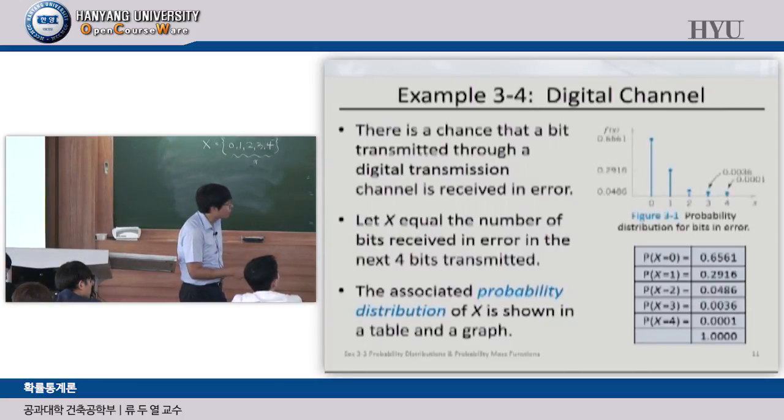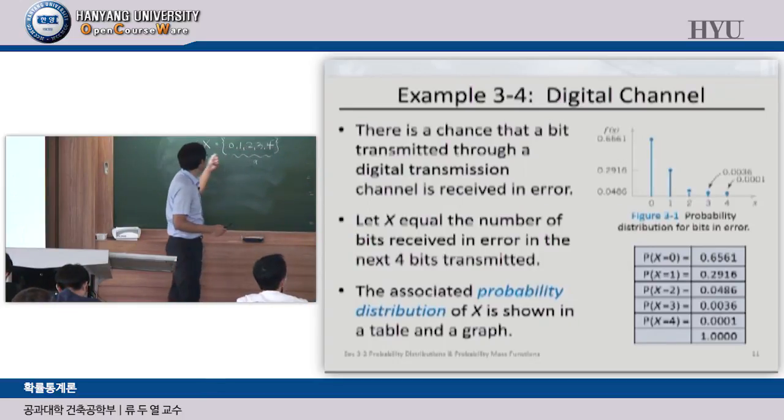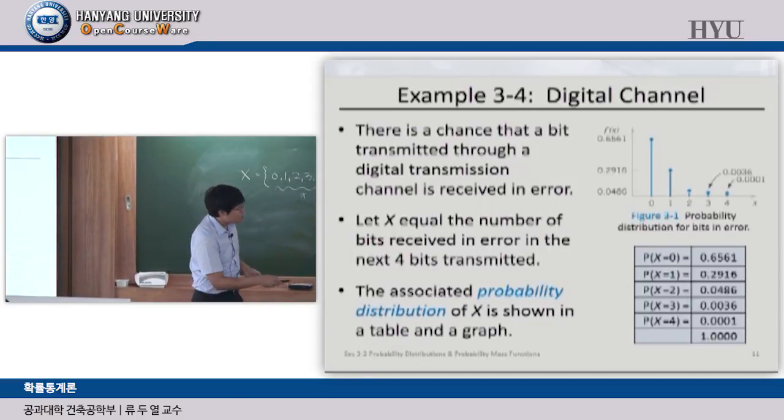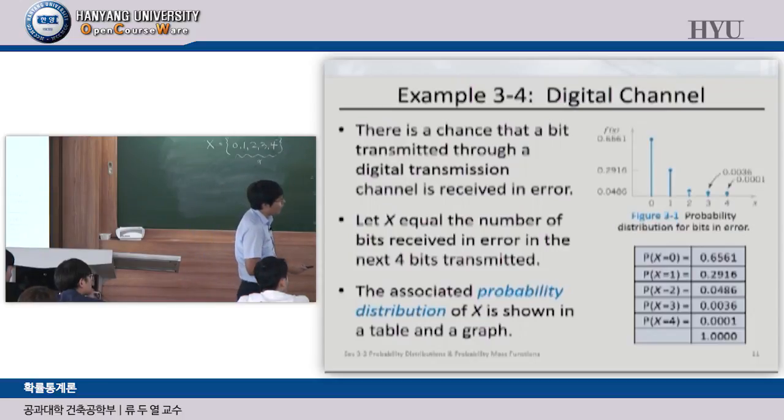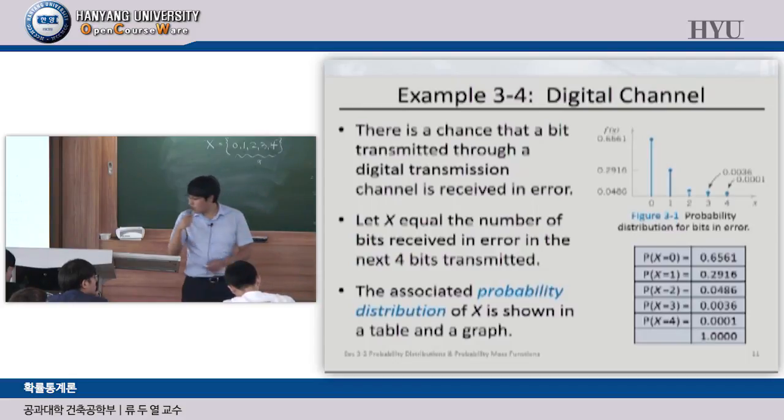And also, this can be expressed by using the graph. The x-axis, expressed as small x, is the real number of the random variable, right? So that can be 0, 1, 2, 3, 4, right? So for each case, we can have the probability. The probability of the case when x equals 0 is 0.6561. That is identical to this case. And also, there is a probability of 0.0001 when x is equal to 4. This is also identical to this one. So you can choose either the table or the graph.